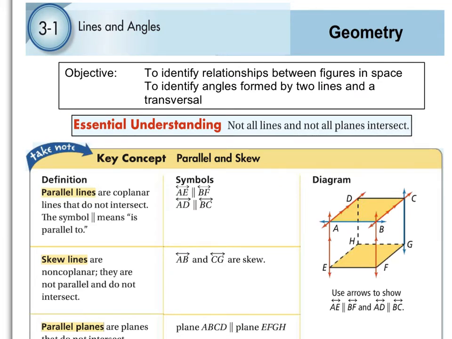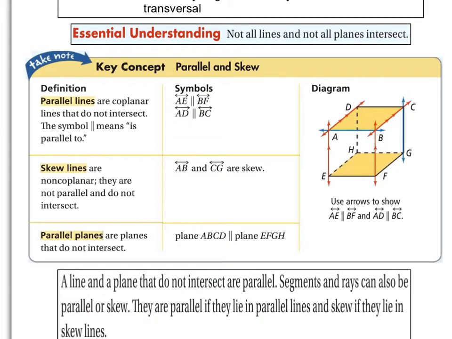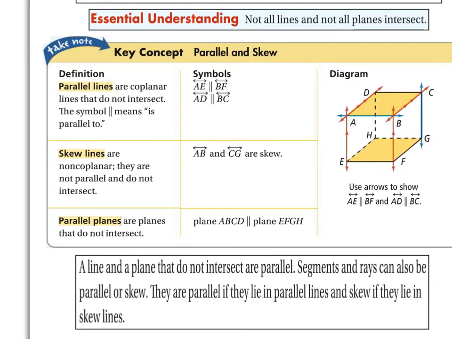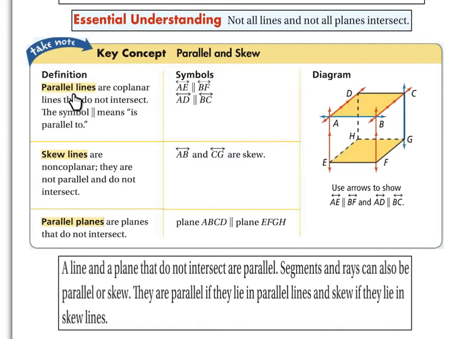Okay, so you're going to hear a lot of similar information as to what you heard in the very first section of the year. We talk about lines and planes and things like that, but we're going to actually talk about specific things about lines. And we're going to start with parallel lines. And many of you know what parallel lines are. Okay, parallel lines are coplanar lines that do not intersect.